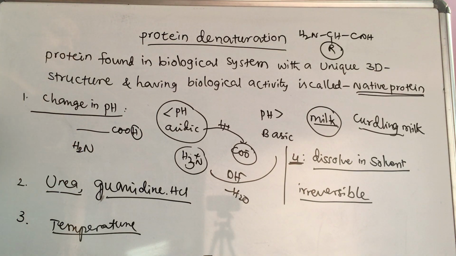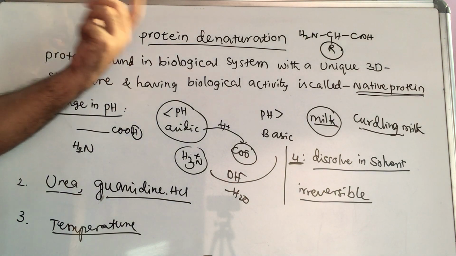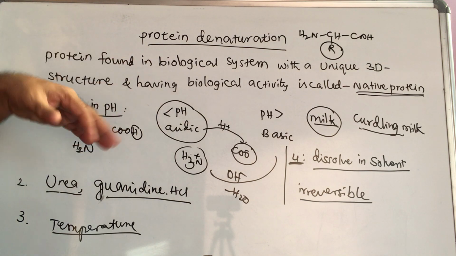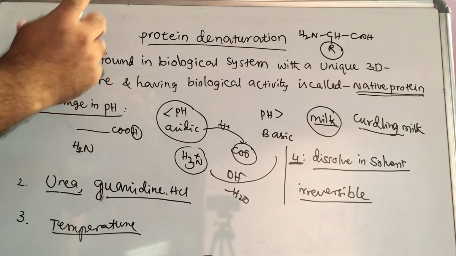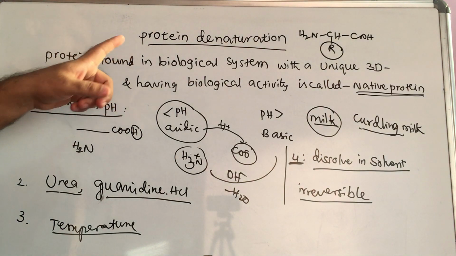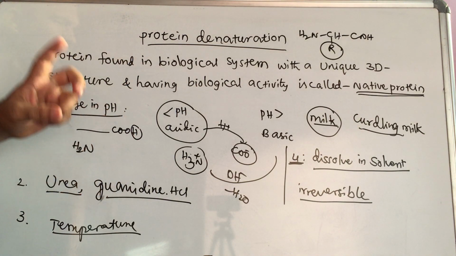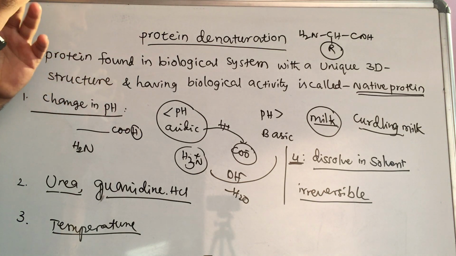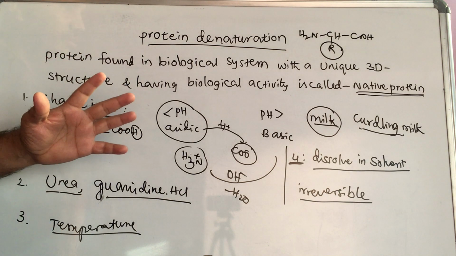Once again, what is protein denaturation? First we should know what the native protein is. Native protein means in its three-dimensional structure, that is the tertiary structure, it has biological activity. If it loses its biological activity or the three-dimensional structure is unfolded, it is called a denatured protein. In denaturation of protein, keep in mind that the secondary and tertiary structures will be affected, but the primary structure will not be affected.